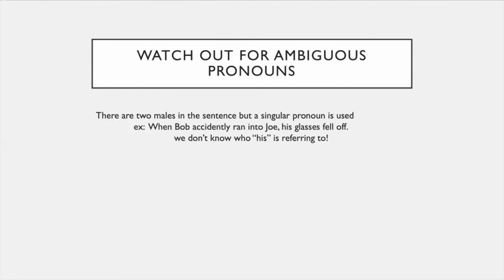So in order to correct this ambiguous pronoun error, we would have to rewrite the sentence to read, "When Bob accidentally ran into Joe, either Bob's glasses fell off or Joe's glasses fell off." We have to specify whose glasses fell off, because if we just use the pronoun his, it'll be ambiguous.